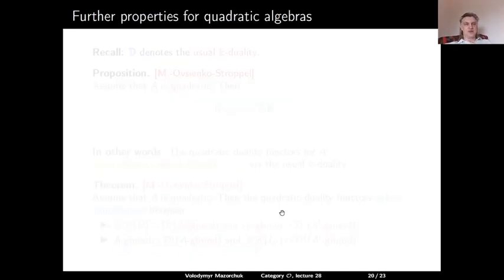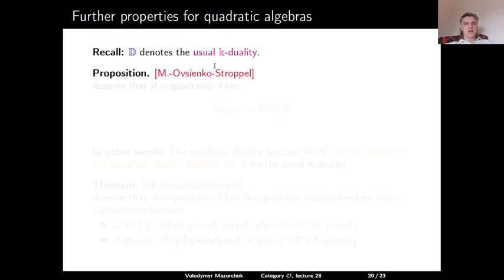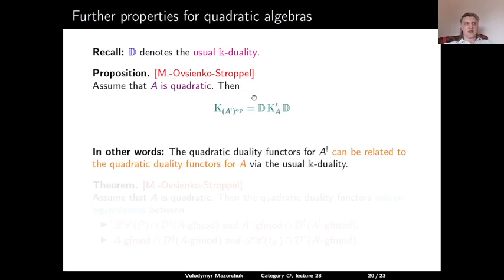So here are some further properties of quadratic algebras. Let D be the usual K duality. Then the quadratic duality functors have the following property. If we assume that the original algebra A is quadratic, then the quadratic duality functor K for A shriek op is just the conjugation of the quadratic duality functor K prime for A by duality. So there is a connection between quadratic duality functors for A and A shriek, which is given using the vector space duality.